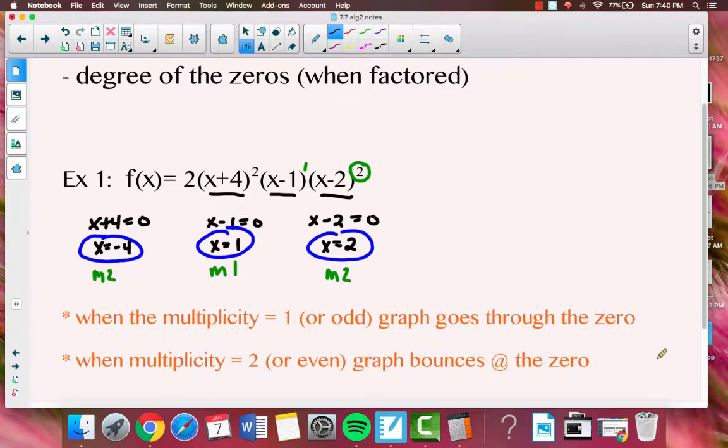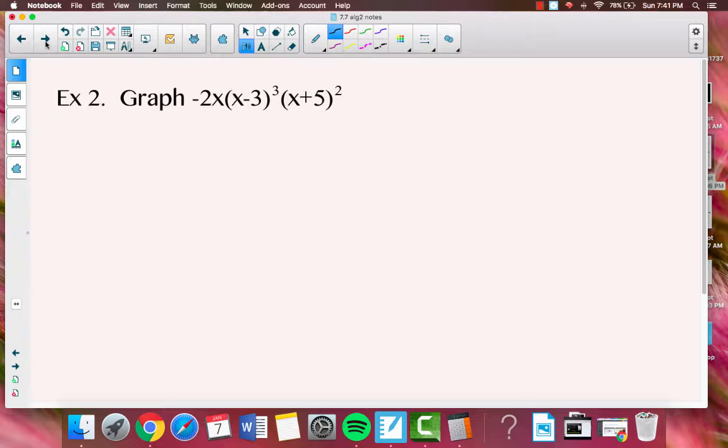So it's going to hit your 0 and then go back the way it came. All right, so you have 2 options: going through your 0 or bouncing at the 0. So let's just jump into an example and then we will go from there.